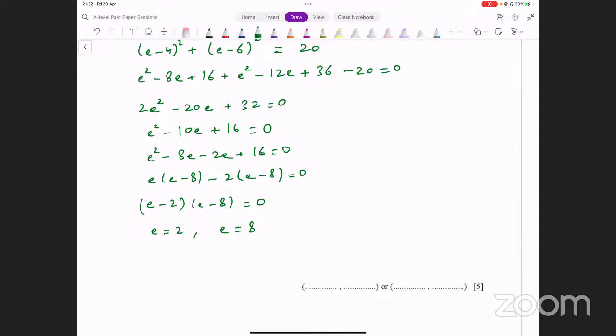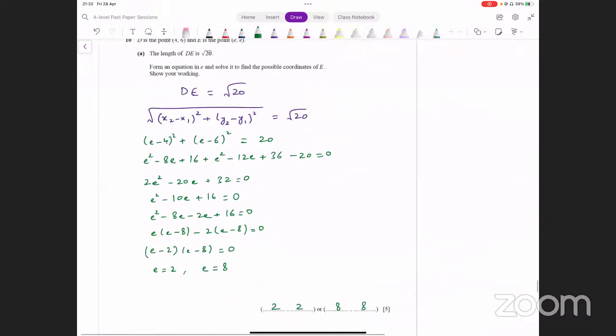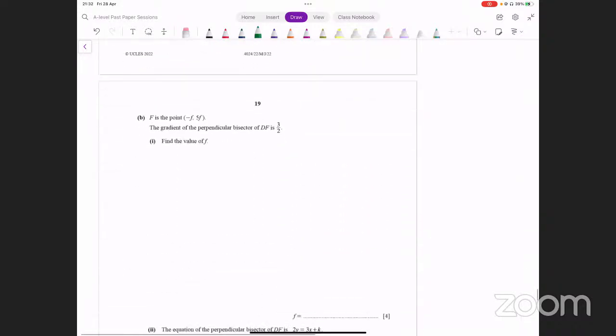You have 2 and 2, right? And the other possibility is you have 8 and 8. These are the two possible points that we can have here. Okay, 2, 2 and 8, 8, such that the distance is equal to square root of 20. That was part A here. Let's move on. Part B.